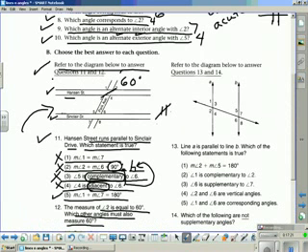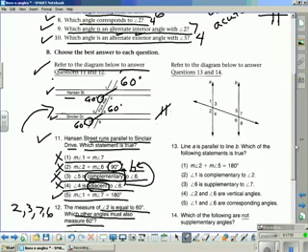The vertical angle to angle 2 is equal to 60 degrees, so that is angle 3. What angle corresponds with angle 3? Angle 7. So that is equal to 60 degrees. What angle is vertical to angle 7? Angle 6. There are your 60-degree angles. So we have angle 2, angle 3, angle 7, and angle 6 equal to 60 degrees.